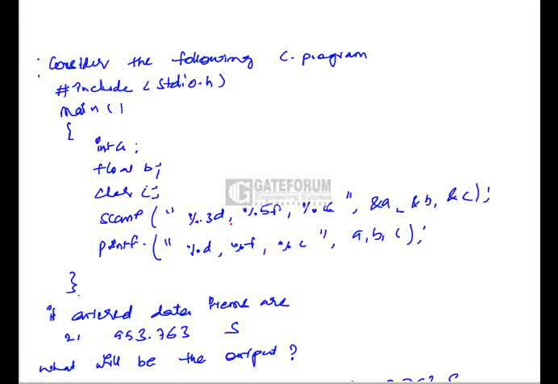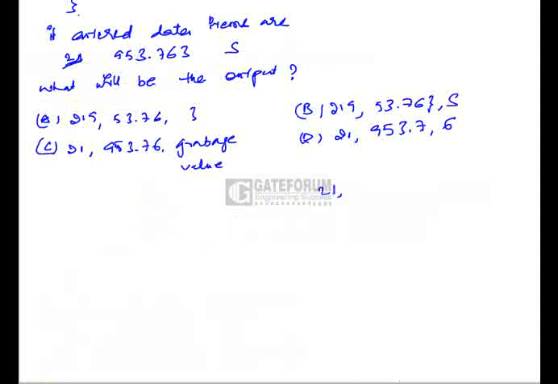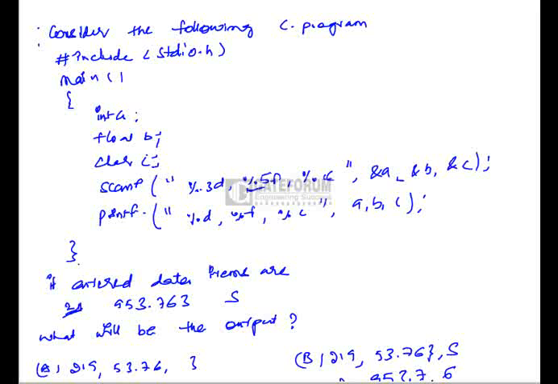Here the format specifier for variable A is %3D. And we have entered 21 for A. So here 21 will be displayed, and the format specifier for B is %5F. And we have entered 953.763. So here only 5 places will be displayed.